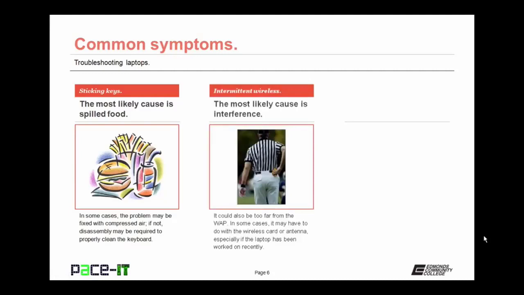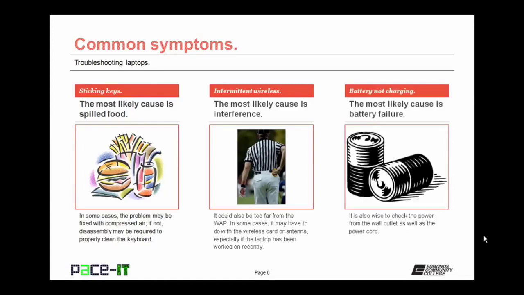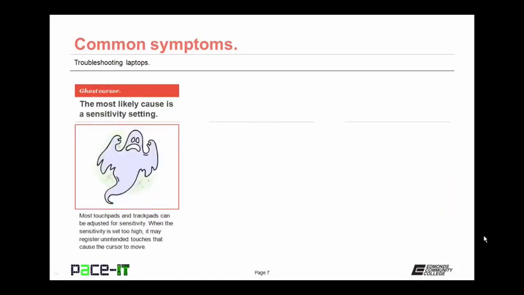An intermittent wireless connectivity issue? Well, the most likely cause there is interference. You could be too far from the wireless access point, or there may be a problem with the wireless card or antenna, especially if the laptop has been worked on recently. The battery on the laptop not charging? The most likely cause is that the battery has failed. But it's also wise to check to make sure that you have power coming from the outlet and out to the end of your power cord for the laptop.